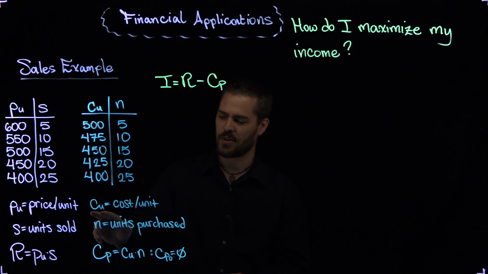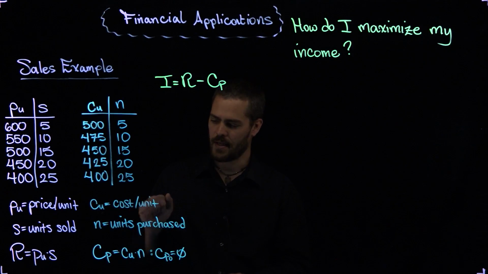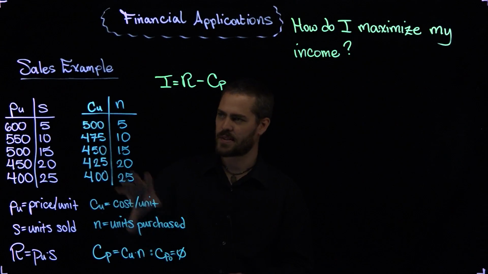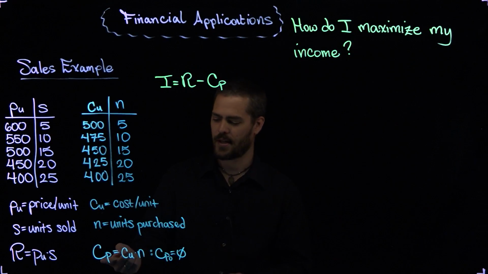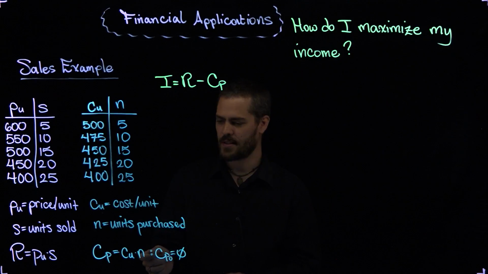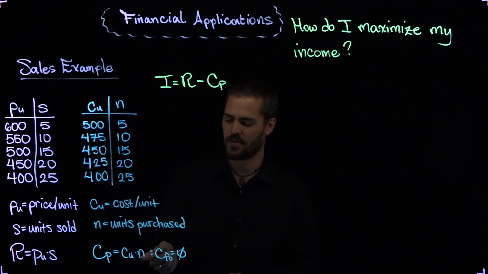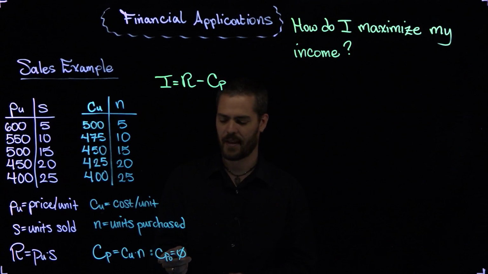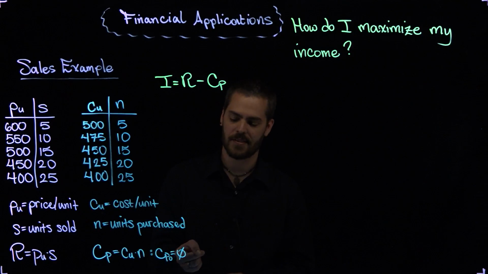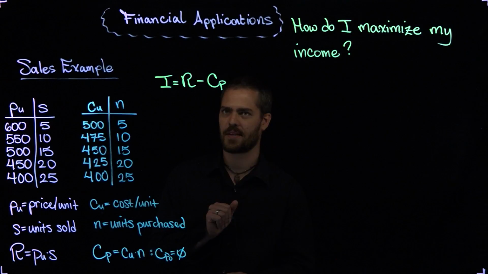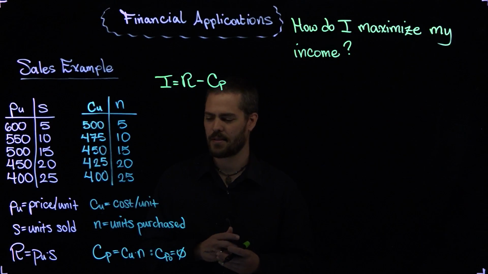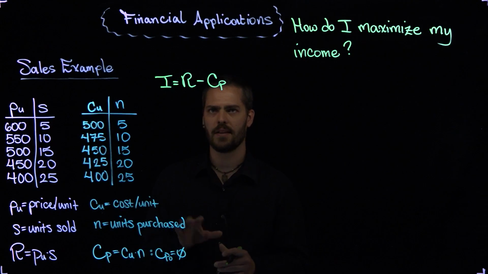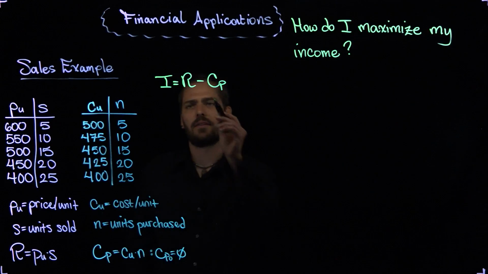The cost per unit is labeled C with a subscript U, and N is the number of units purchased in this table, so that the cost of purchasing is the cost per unit times the number of units purchased, such that the initial cost of purchasing is 0. So I'm using that for this specific example, just like I did with the last example in the other video. So let's take again a look at this income.